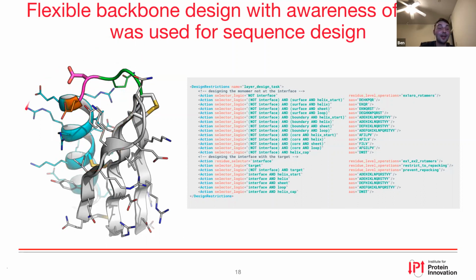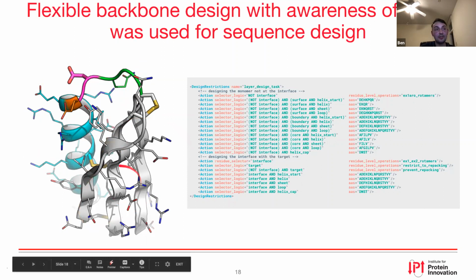In our first step, we define our layers and secondary structures with a residue selector. So we select the residues in helices, shown here in cyan, residues that are at the start of the helix, shown in orange, the helix cap, shown in pink, and then the loops in green, and beta sheets, which in my case are just all helices.